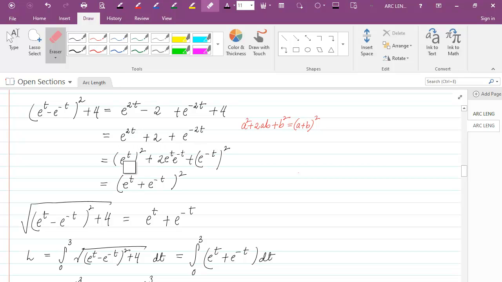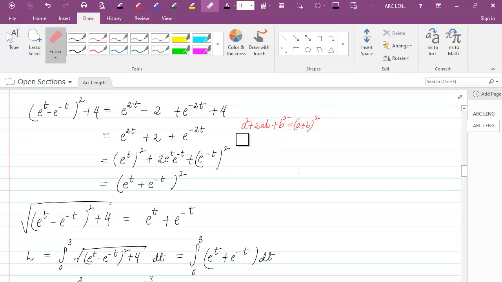Now e to the 2t is the same as e to the t squared, and e to the negative 2t is the same as e to the negative t squared, and then the 2 here can be written as 2 times e to the t times e to the negative t. And the reason for rewriting 2 in this way is that we can apply this factoring formula here, that a squared plus 2ab plus b squared is equal to a plus b squared.